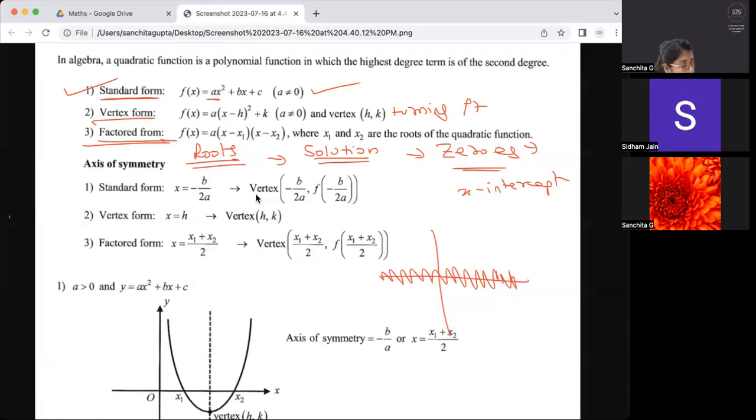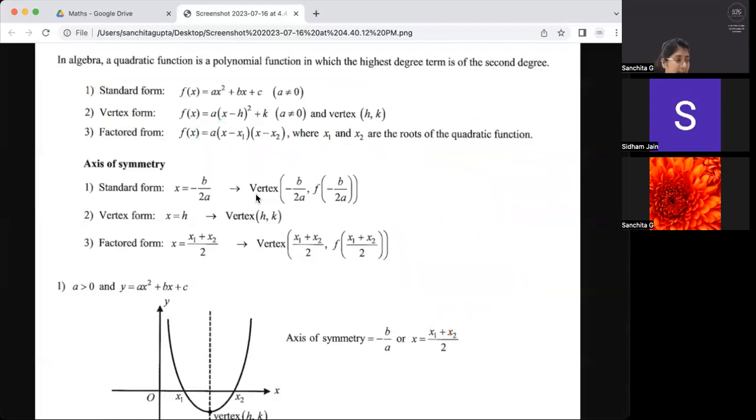So what is the form of it? It is going to be a times (x minus x1) times (x minus x2), where x1 and x2, suppose this is my parabola, so this is my x1 and this is my x2. So how do I write my equation? It is going to be a times (x minus x1) times (x minus x2). In factored form, this is how I'm going to write it. Clear? Yes, ma'am. Easy stuff, right?